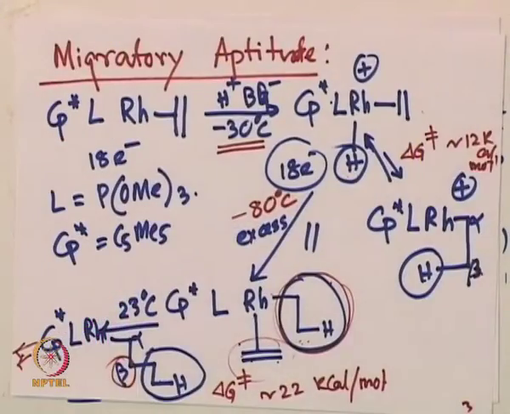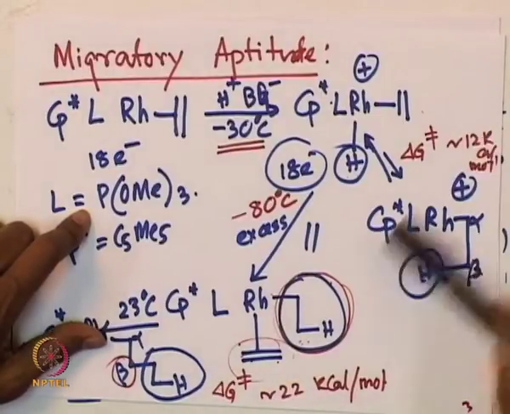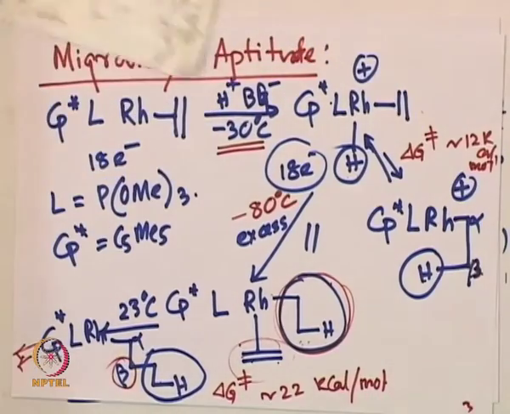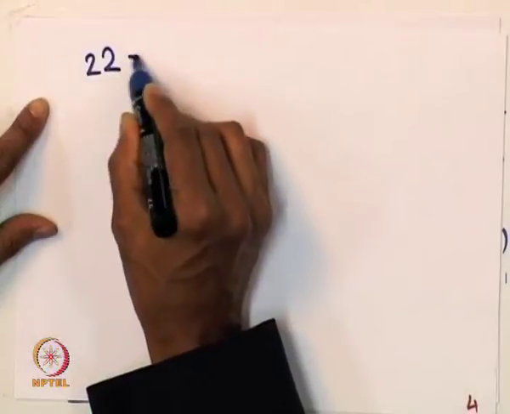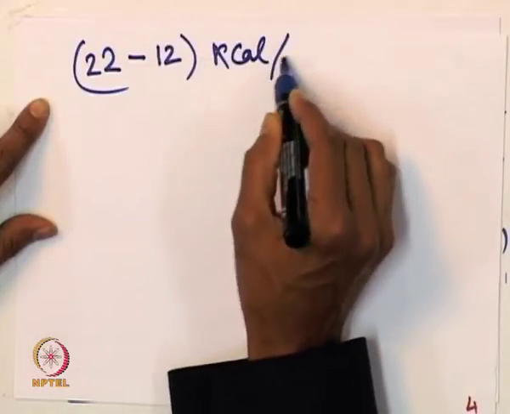The energy difference, now let us try to look at this energy difference a little bit closely. So, the 22 kcal per mole and 12 kcal per mole. Overall then, the energy difference between these two steps is 22 minus 12 kcal per mole.